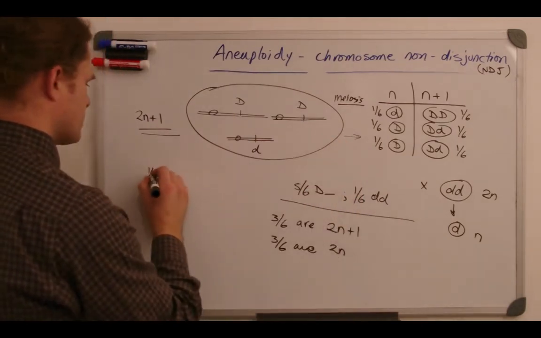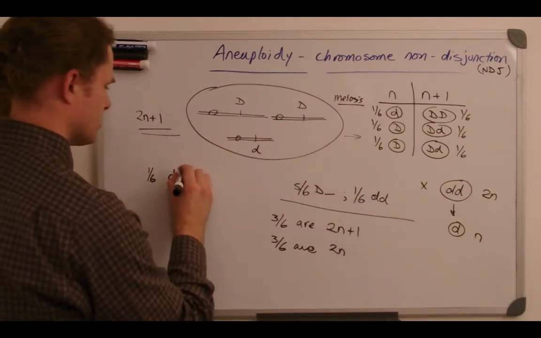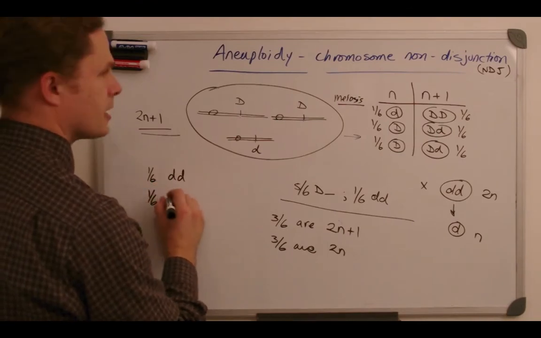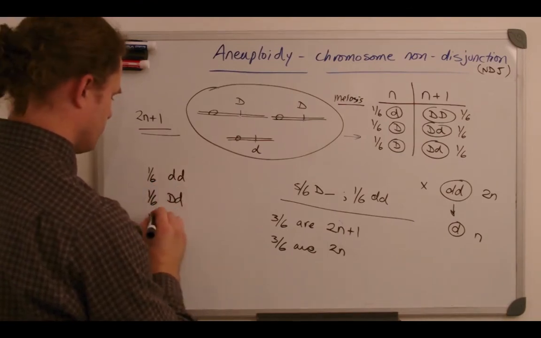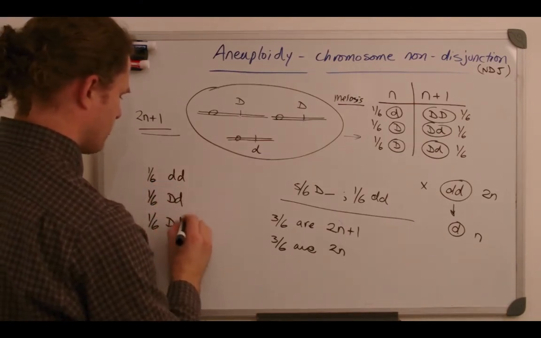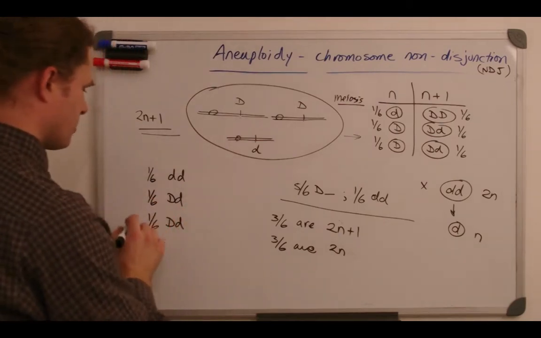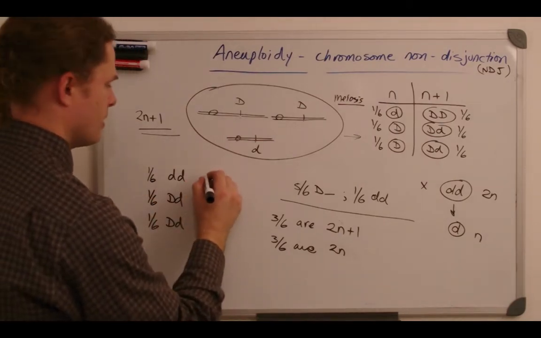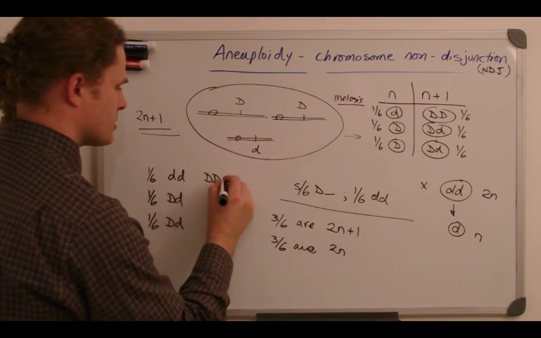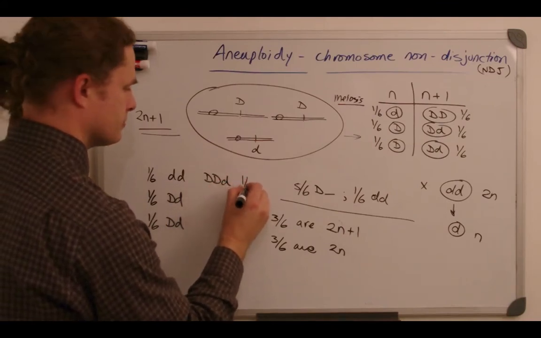You would have 1/6 that are little d, 1/6 that are big D, little d, another 1/6 that are big D, little d, so those would go together as 2/6. Then you'd have another 1/6 that are like this.